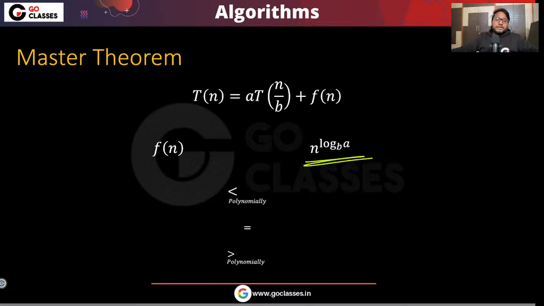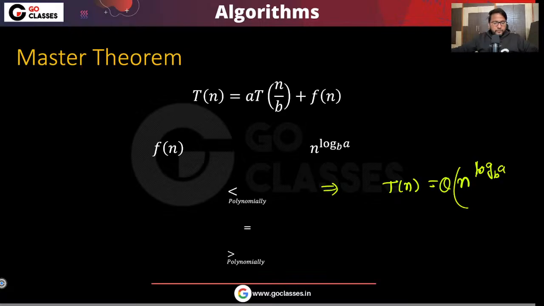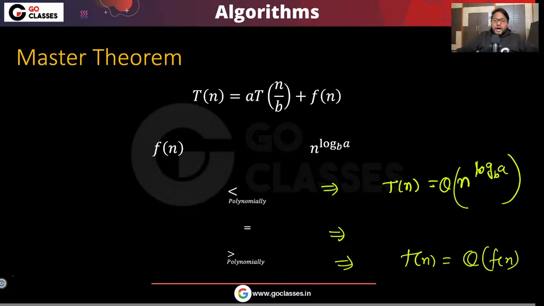If this is polynomially greater, I will tell you what polynomially means, then in that case T(n) is theta of n power log base b a. If f(n) is greater, then T(n) is theta of f(n). If both of these are equal, then T(n) is, you need to multiply by log n, so theta of n power log base b a into log n.